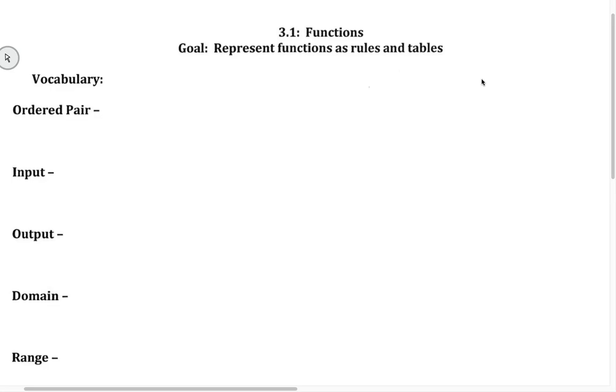An ordered pair is a coordinate. Think of yesterday when we were doing the coordinates, or the longitude and latitude of, say, New York City, and we were estimating that. That's what an ordered pair is. It is made up of two things.